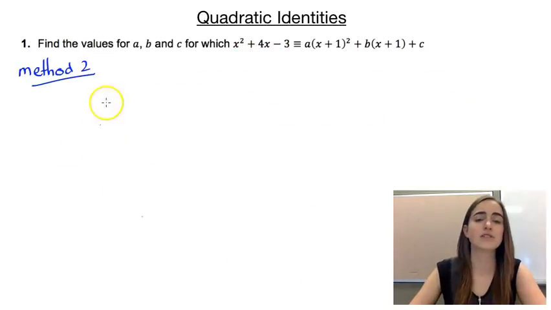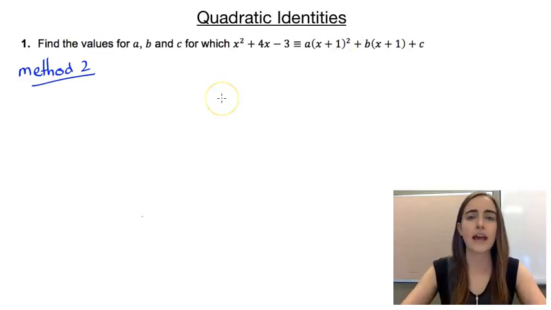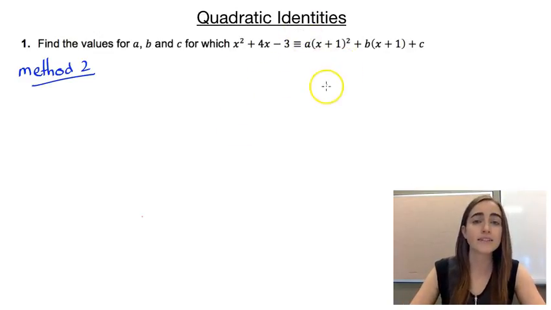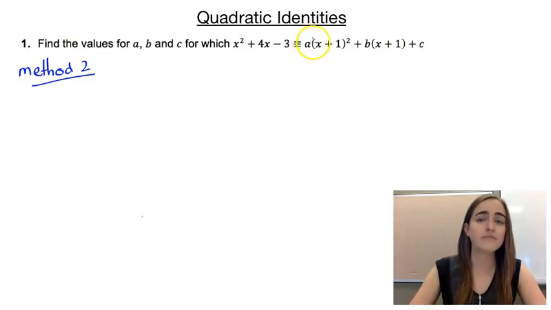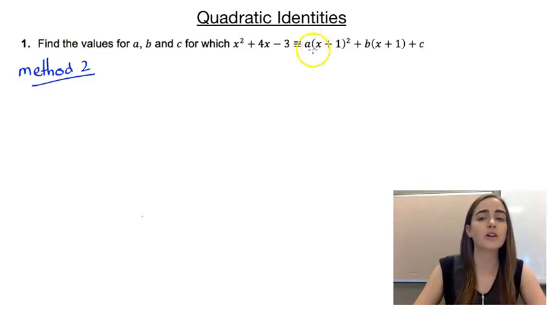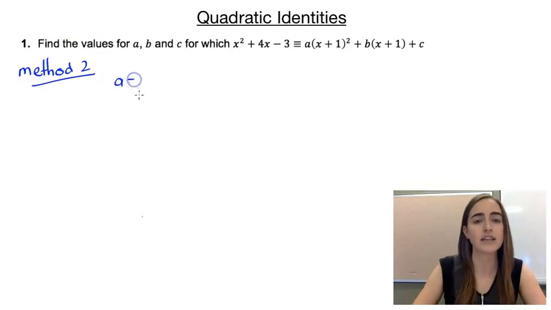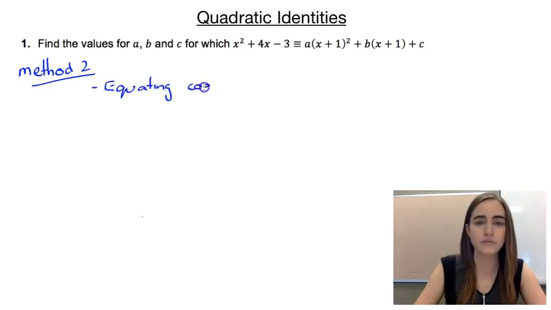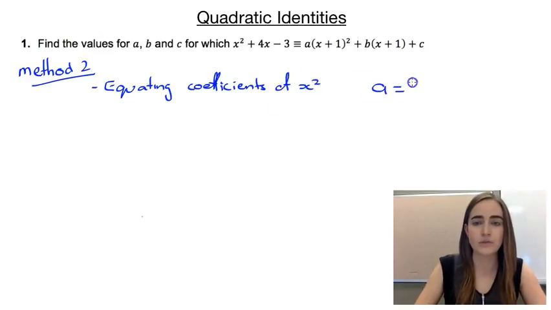So for the second method of solving it, the first part is that we know just by looking, without doing any expanding, that the only x squared term we're going to get is from this term of that expression. So that means that the coefficient of x squared is going to be a. So without expanding it, we can equate coefficients already. So if we write our reasoning, equating coefficients of x squared, then a is equal to 1.